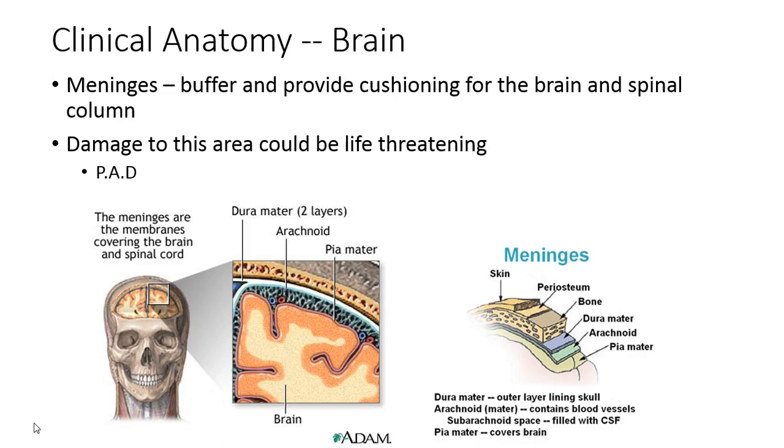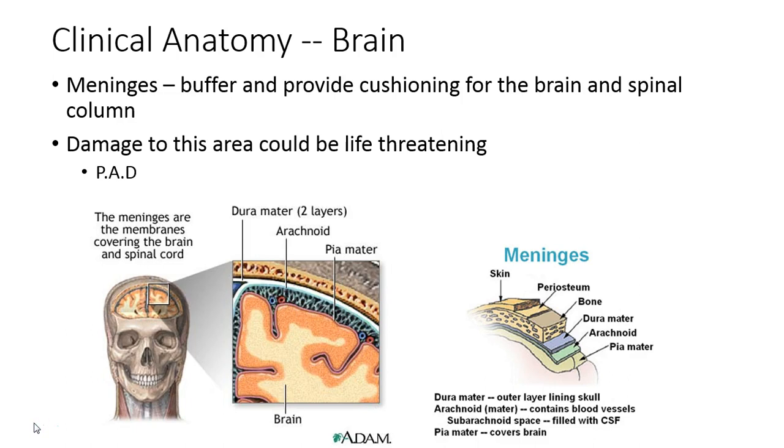Some other parts of the brain that are important to know about is your meninges. They are the first protection of your brain after the skull. So these are thin, porous parts of the brain, and they provide cushioning, and they buffer the brain and the spinal column. Damage to the meninges can be life-threatening. So I like to call them the brain pad.